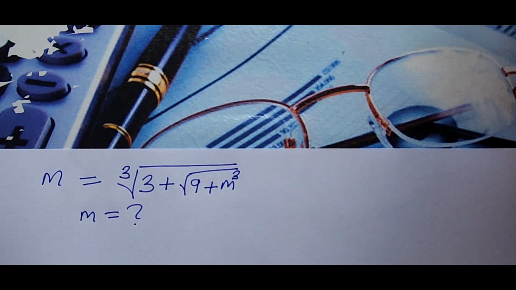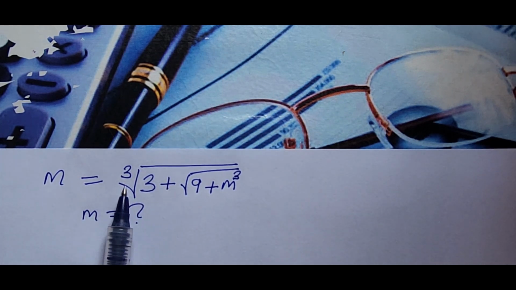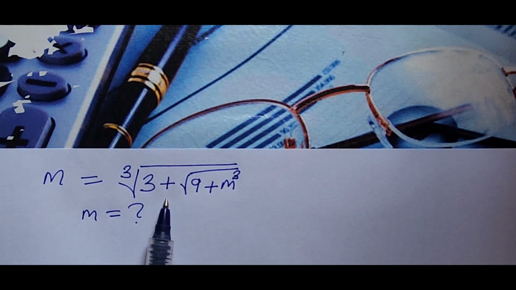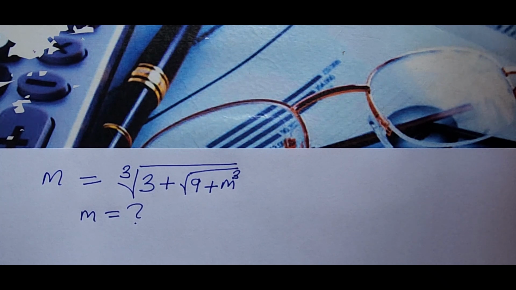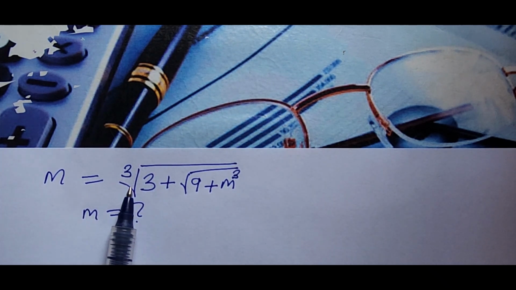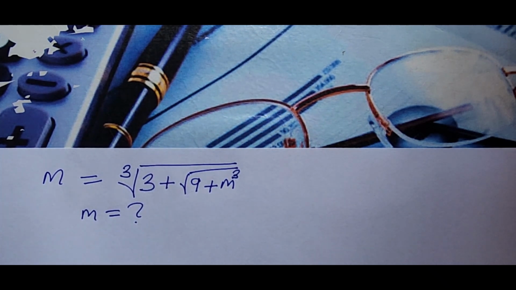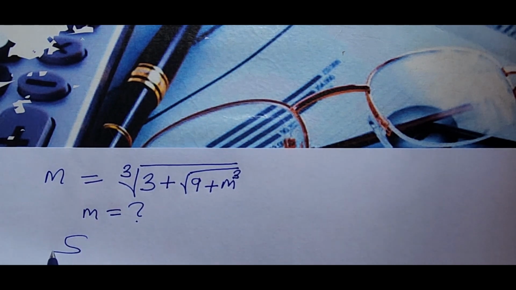Today we have this radical challenge before us. The question is m equal to the cube root of 3 plus the square root of 9 plus m to the power of 3. So we have two radicals here: the cube root radical and the square root radical. So how do we simplify this for the value of m that will satisfy this challenge? Let's take a solution.